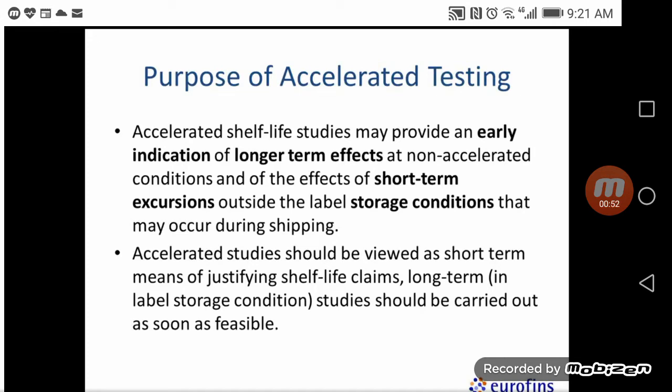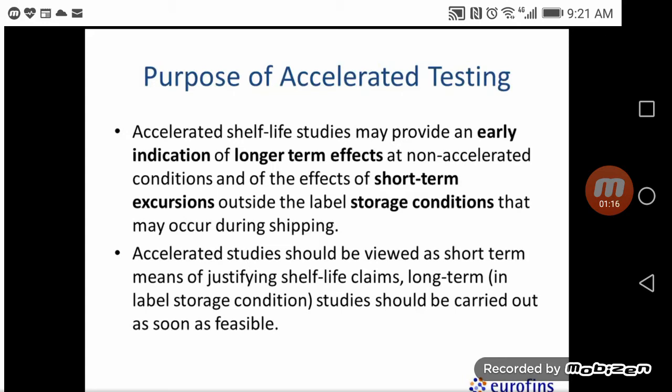Also, what you see accelerated studies utilized most often for is, let's say you've got a product that you want to put out on the market within the next year, but you want to claim a 2-year shelf life on it. Well, you won't be able to finish that 2 years of room temperature data before you want to get your product out in that 1 year.